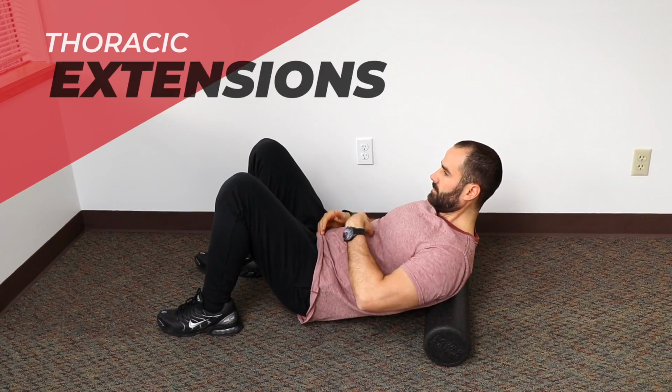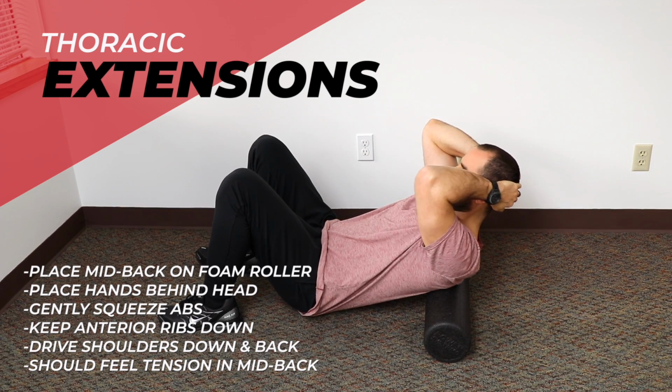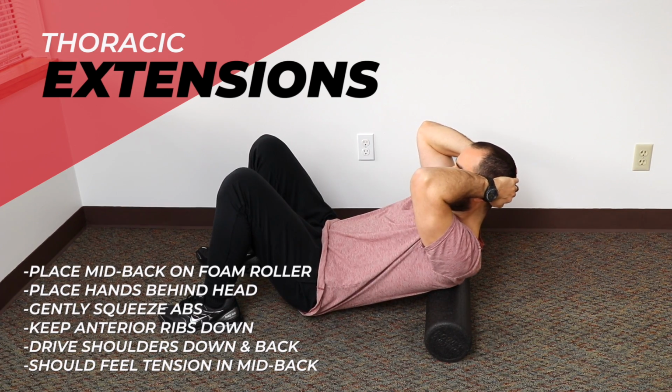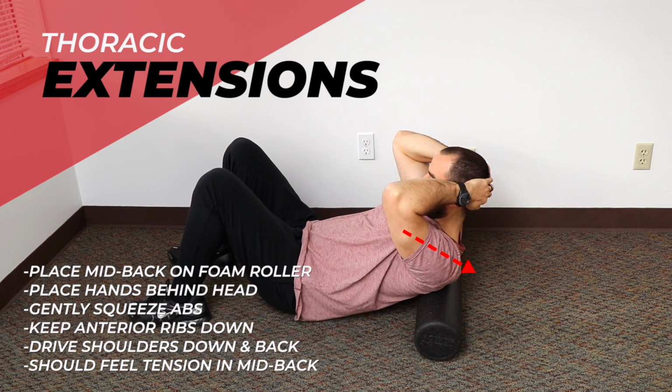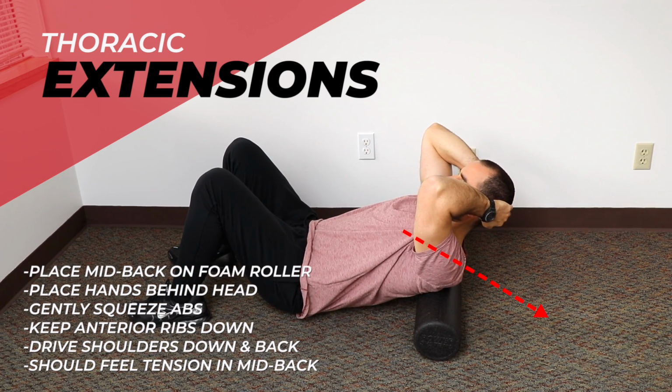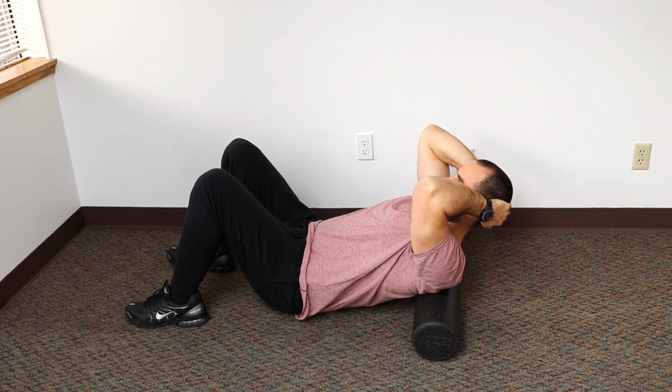Thoracic extension. Lay on your back with your knees bent, place the foam roller under your mid-back. Place your hands behind your head, and then keeping your abs squeezed so your ribs don't elevate, drive your shoulders back down towards the floor, feeling tension in your mid-back. Do this several times and then roll the foam roller up or down to adjust adjacent segments.